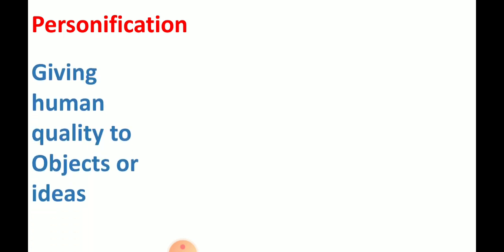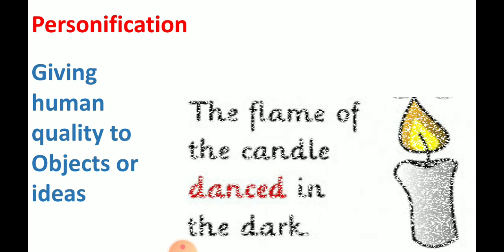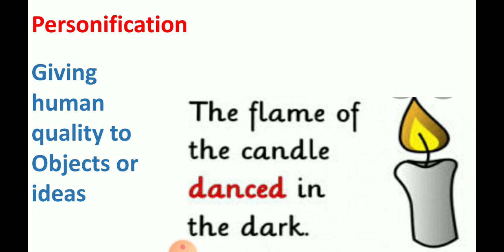Personification is giving human quality to objects or ideas. By the example, you'll come to know. See now, this candle is an object. And what the sentence is saying, the flame of the candle danced in the dark. Now dancing, who does the work of dancing? The humans. So human quality of dancing is given to an object, candle.